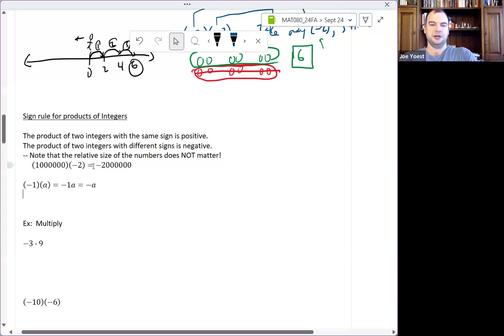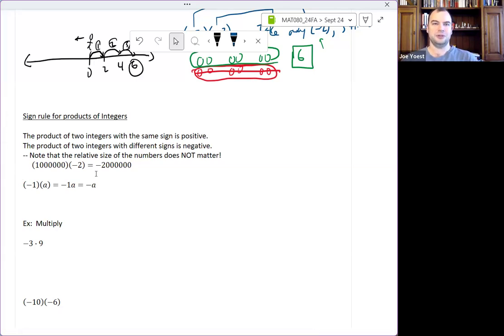It is important here to note that the relative size of the numbers in multiplication does not matter. So if I have 1,000,000 times -2, that's -2,000,000. It's not like, oh, well, the million is bigger, so the answer is positive or something. If it was 1,000,000 subtract 2, then it very much matters. Or if it was 1,000,000 plus -2, it very much matters.